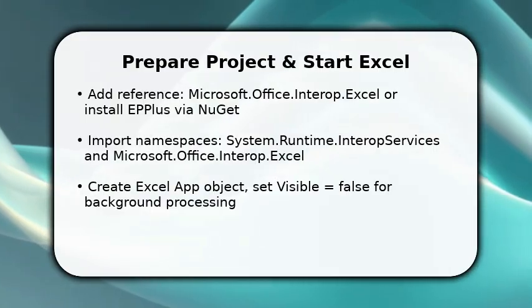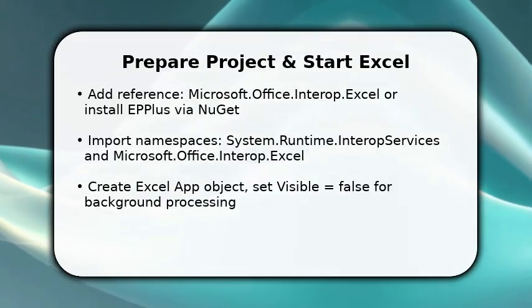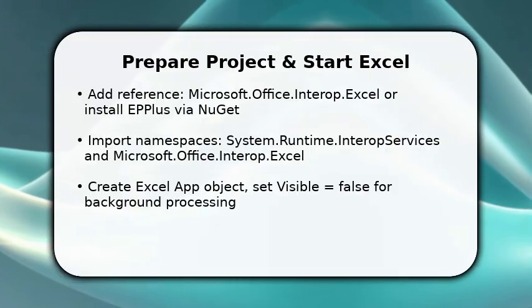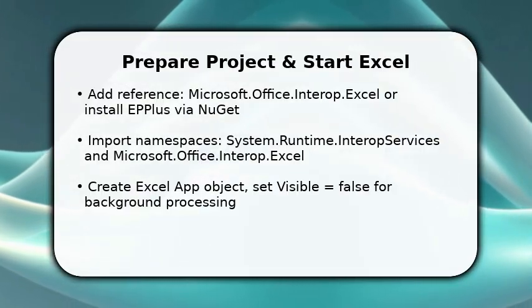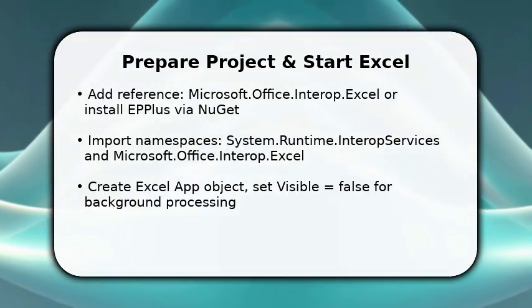Visible equals false so operations run in the background. Make sure to set DisplayAlerts equals false to avoid prompts. This prevents blocking during automated save or overwrite operations.